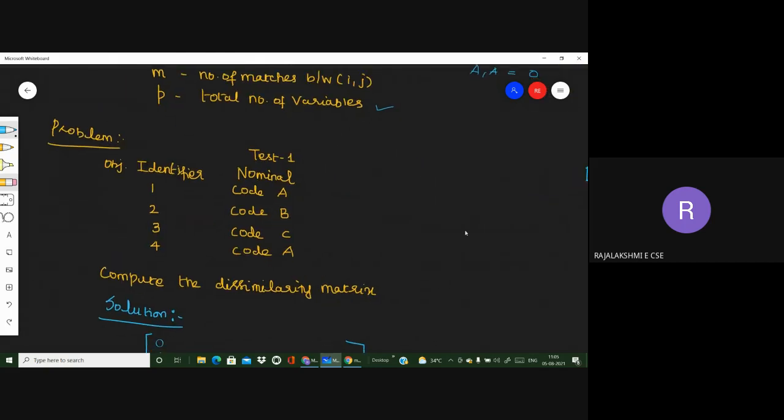Now let's look at a problem. The object identifier is given, some medical test is going on, and the test 1 result is given in the form of a code. The code is there because they have a set of severities for the medical test results. The object identifiers are 1, 2, 3 and 4, and test 1 has some nominal values: code A, code B, code C and code A. So they have asked us to compute the dissimilarity matrix. Okay, we need to compute the dissimilarity matrix.